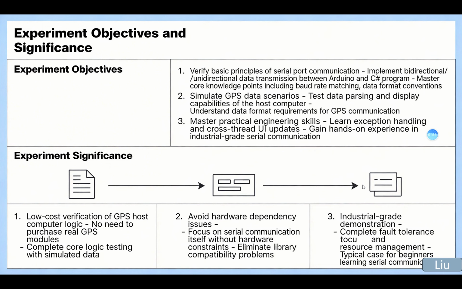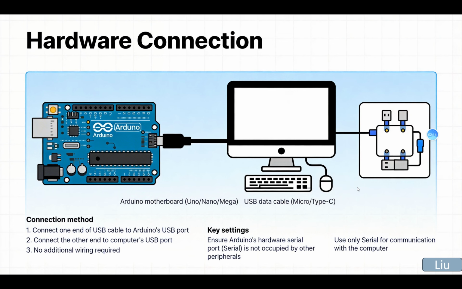experience in industrial-grade serial communication. And the experiment significance: low-cost verification of GPS host computer logic, no need to purchase real GPS modules. Complete core logic testing with simulated data and avoid hardware dependencies. Focus on serial communication itself without hardware restriction. And the third one is industrial-grade demonstration, complete error handling and so on.